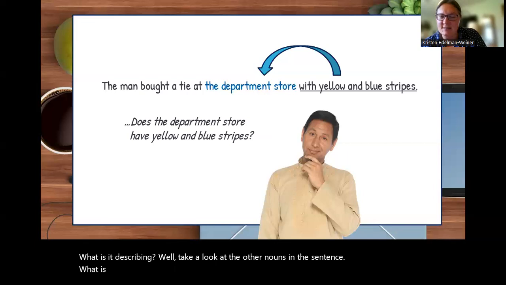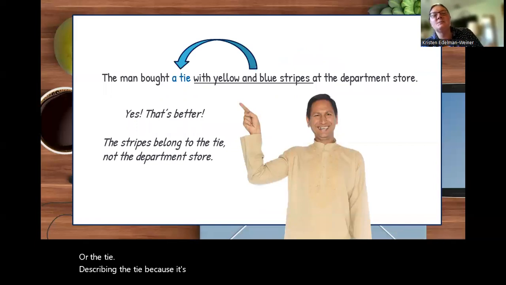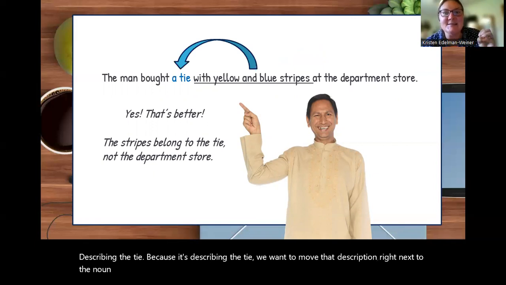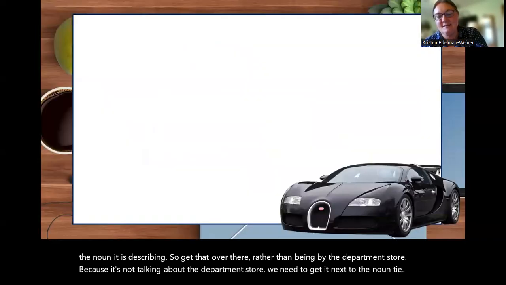What is it describing? Well, take a look at the other nouns in the sentence. Is it describing the man or the tie? Oh, it's describing the tie. Because it's describing the tie, we want to move that description right next to the noun it is describing. So get that over there. Rather than being by the department store, because it's not talking about the department store, we need to get it next to the noun tie. Is it that easy? It sure is.